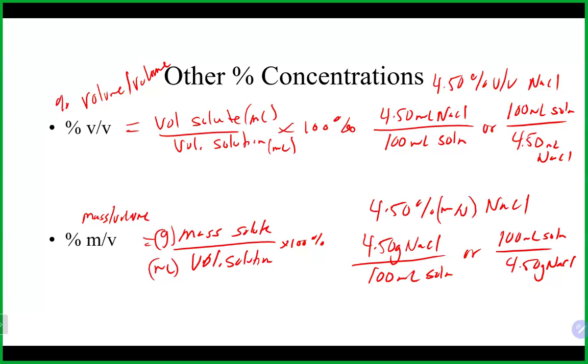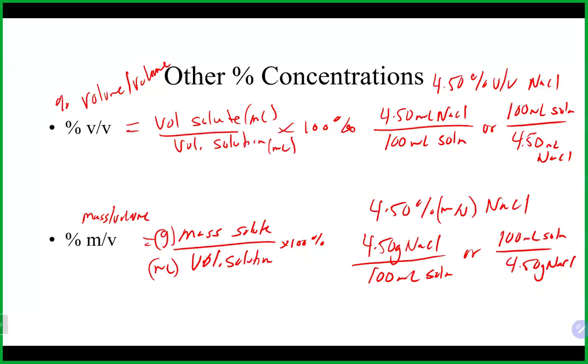Obviously, just like the other one, you could also just plug and chug into the equation as well, and it should come out mathematically the same as if you set it up with dimensional analysis. So these are three common percent concentrations: percent mass to mass, percent volume to volume, and percent mass to volume. Any questions on any of those?